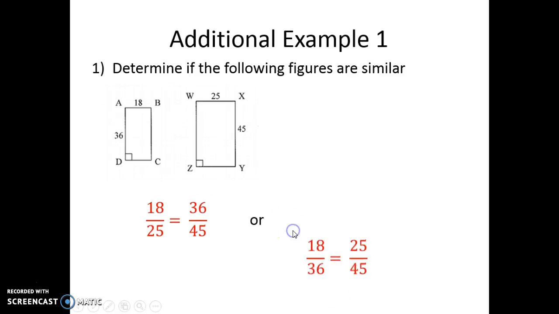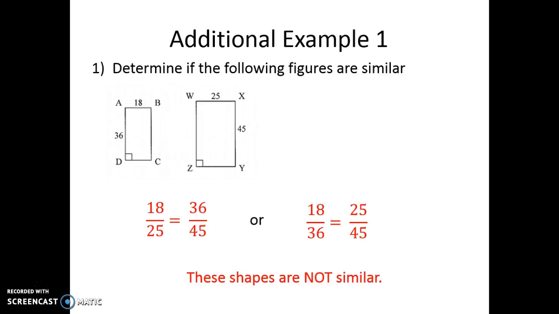The other way you could set this up is use the length and the width in one rectangle compared to the length and the width in the other. So that would look like 18 over 36 and then 25 over 45. Now we're comparing up vertically. So 18 goes into 36 twice, but 25 does not go into 45 twice equally. So again, that leads me to say that they are not similar.